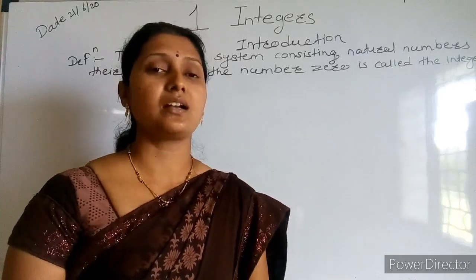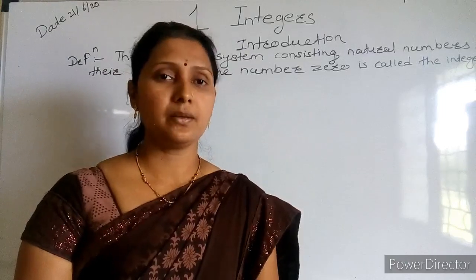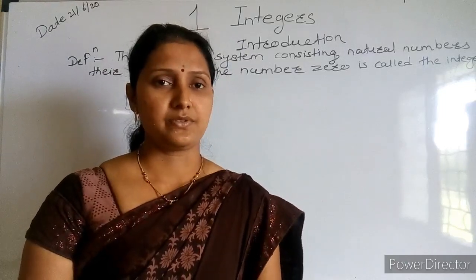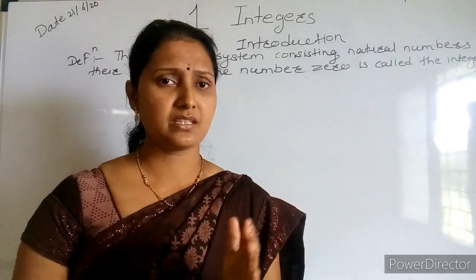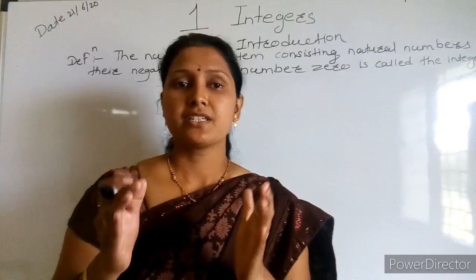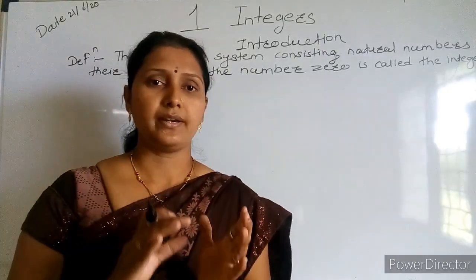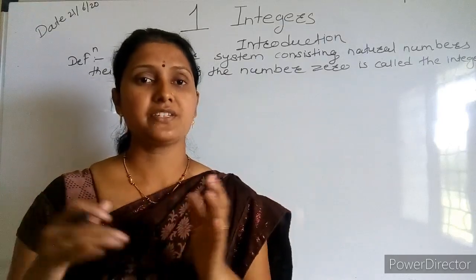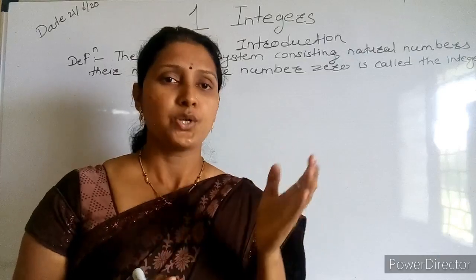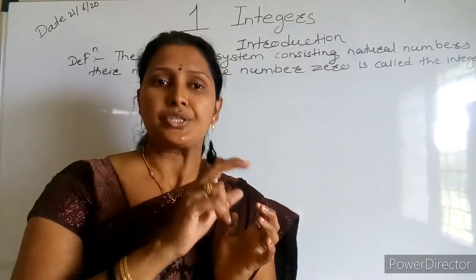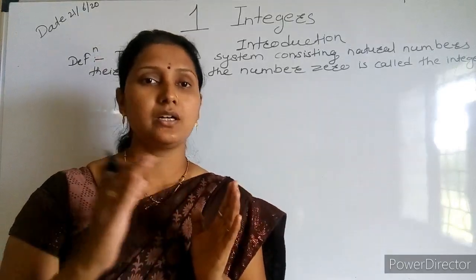Now before we start our introduction, last year you saw what whole numbers and natural numbers are. Natural numbers are counting numbers, starting from 1, 2, 3, 4 and so on. Whole numbers include 0 as well, so whole numbers start from 0, 1, 2, 3 and so on.